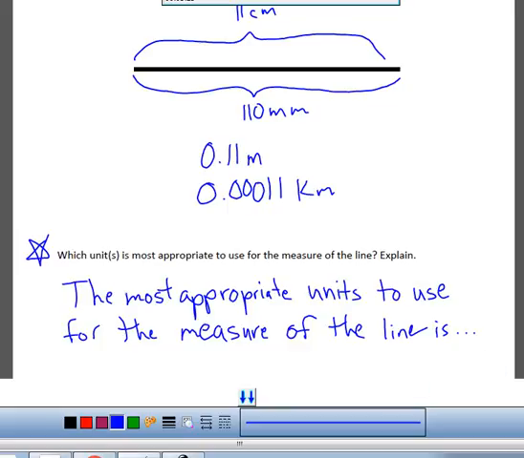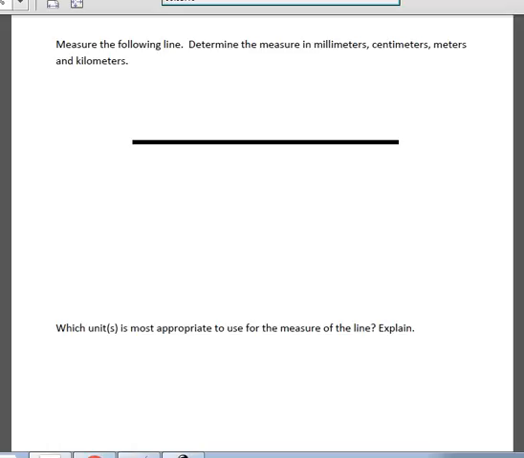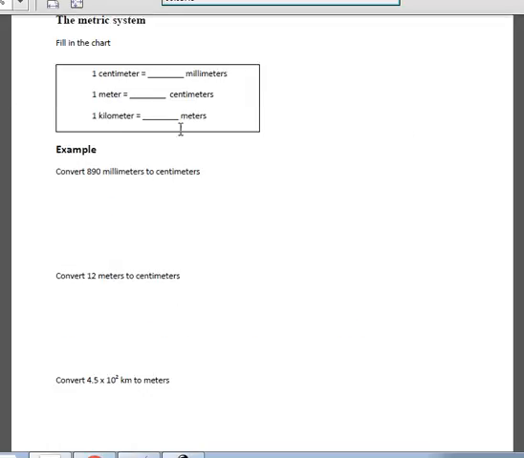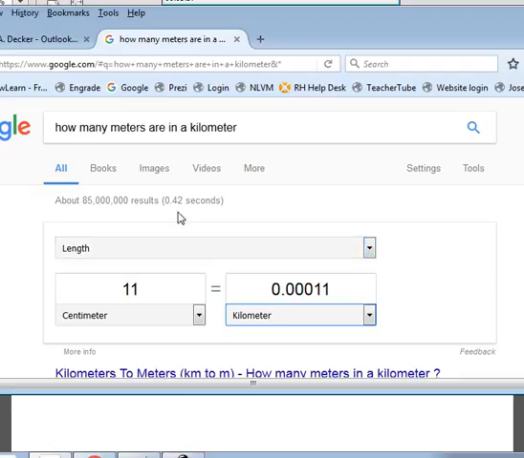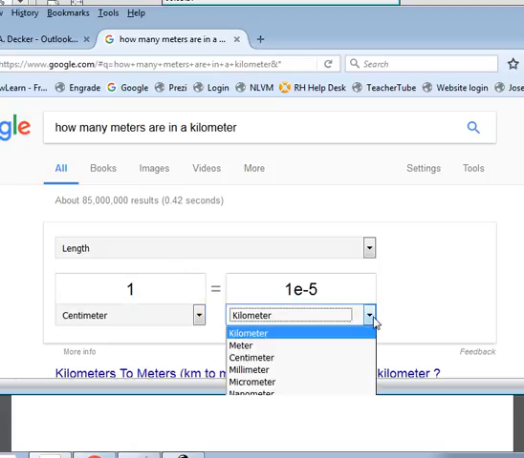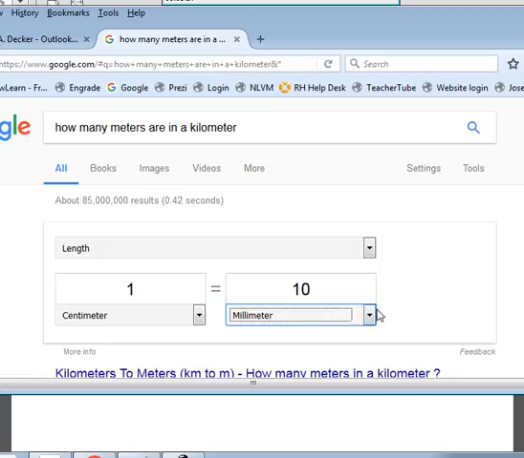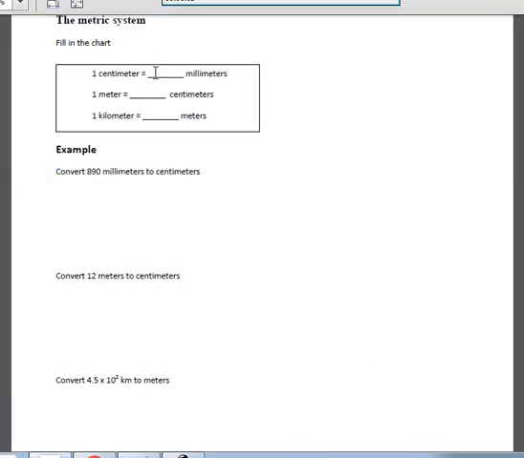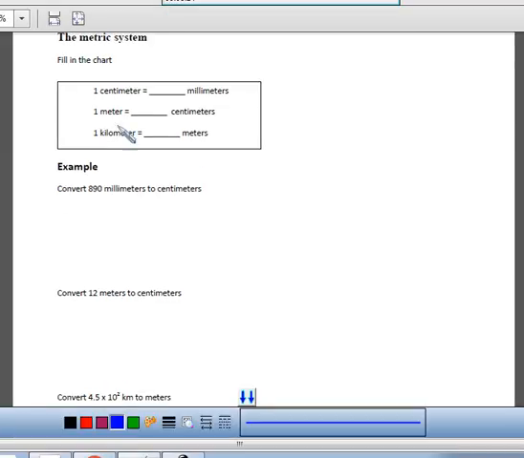All right, now, let's take a look at page 27. We're going to do a little converting. All right, so we're going to fill in this chart. So 1 centimeter equals blank millimeters. Let's take a look at our tool again. So I have centimeters. I'll change that to 1. Now over here, kilometers, I'm going to change to millimeters, and it is 10. So 1 centimeter is 10 millimeters.